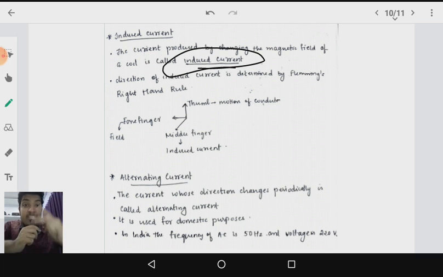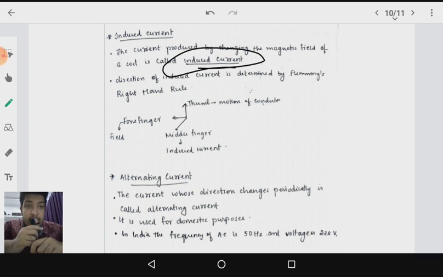Now we are going to take the right hand. Here thumb is going to be in the motion of the conductor and forefinger is going to be again in the field. There is no change for that. But middle finger, there it was representing the current, but now this is going to represent the induced current. So if these two are known, then easily we can find out what is the direction of induced current. So it's a very easy trick to study the direction of induced current. For that we are using the right hand rule.